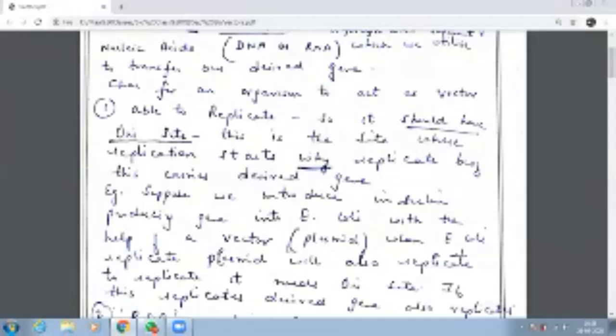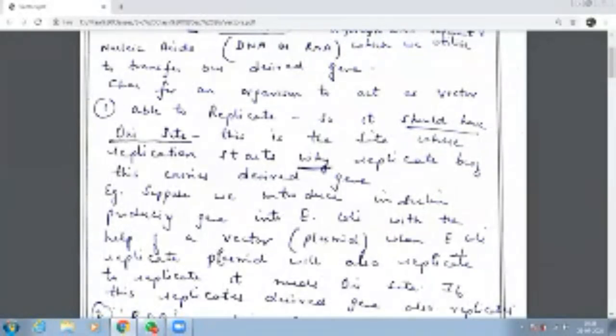Now let us understand with an example. We are inserting our desired gene, children. Which is our desired gene? Quickly tell me. Insulin producing gene. We want many copies of the gene that produces insulin so that we can extract insulin from E. coli. So the main thing is that this gene should undergo replication. We have introduced the insulin producing gene. The host is E. coli. The vector we used is the plasmid.